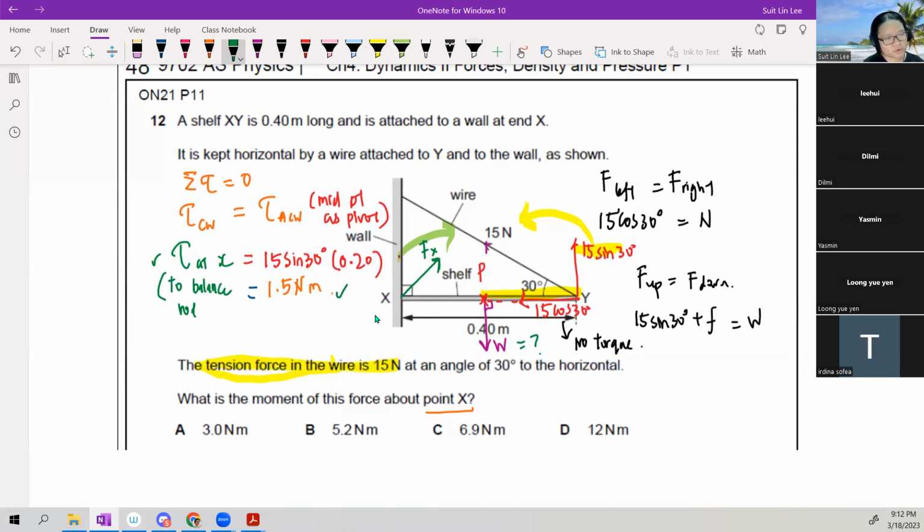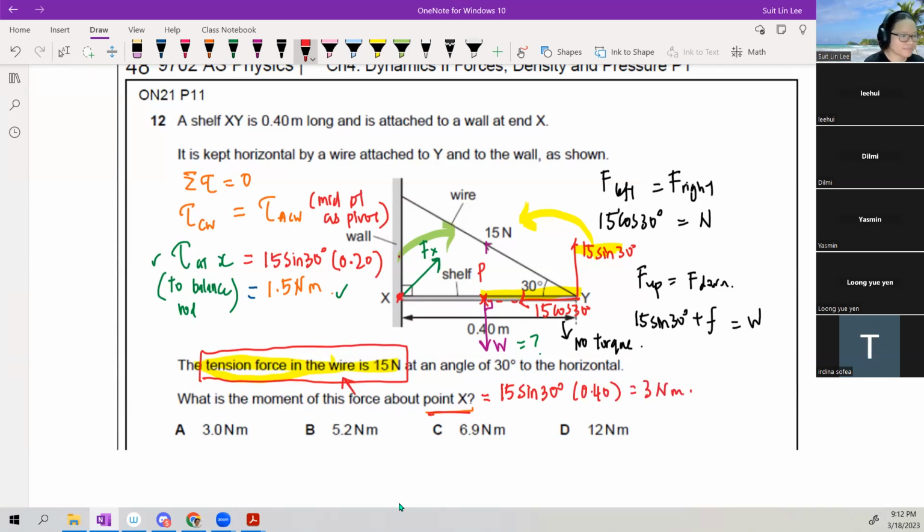Balance the rod to allow it to stay in equilibrium. What they want, this is a classic case of overthinking, is this tension. What is the moment of this force about point X? So this one would just be 15 sine 30 about point X. So I need to choose this point, 0.40. That's what they want. So 7.5 times 0.4 is 3 Newton meter.